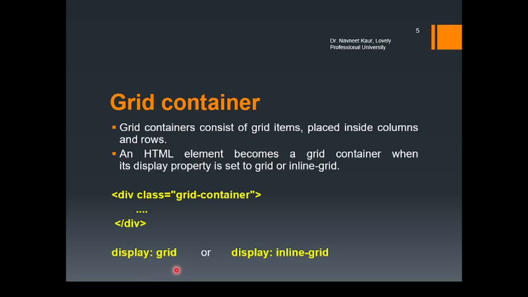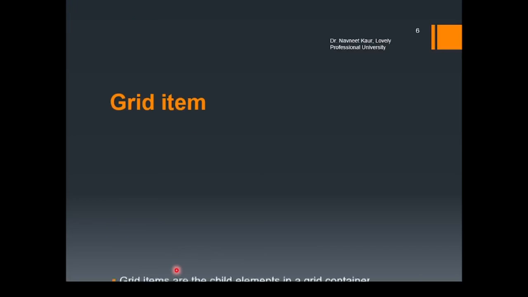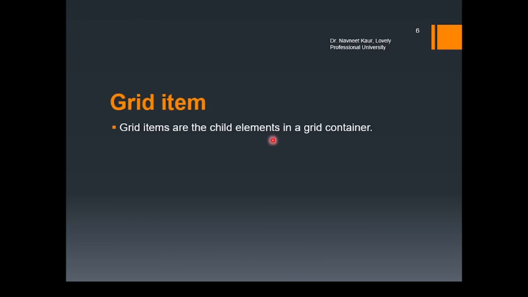To understand it deeply, let's come to the grid item. The grid items are the child elements in a grid container, and by default, a container has one grid item for each grid cell. Means every cell, or let's say each cell, will consist of one grid item.